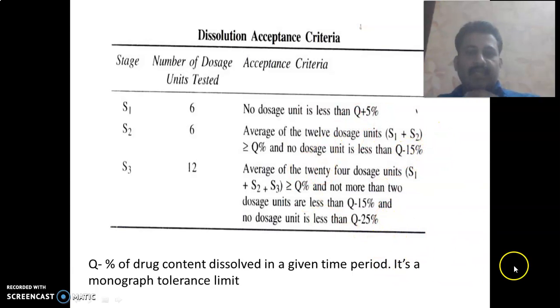So that's the dissolution acceptance criteria, and it is an important one.